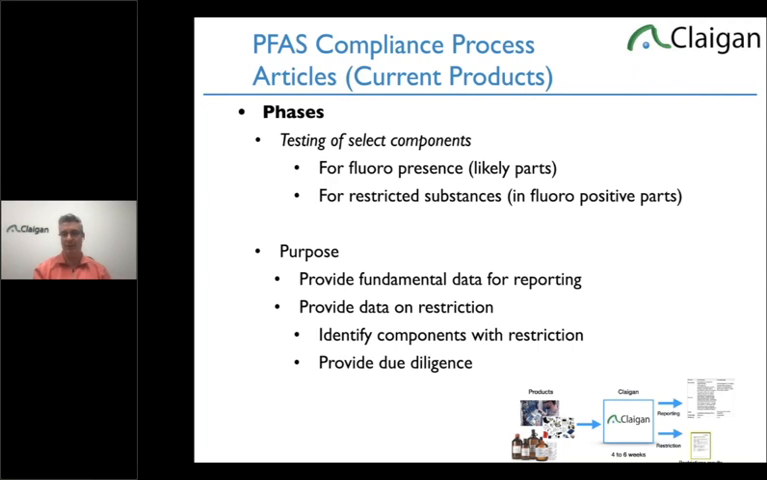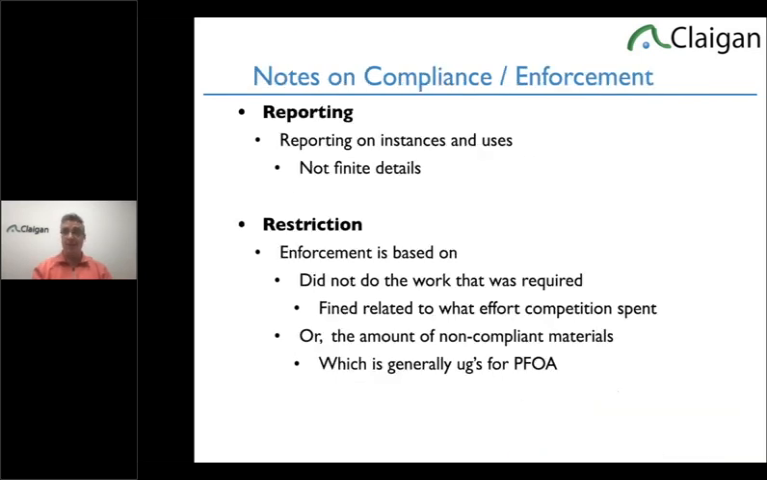Why is that important? A lot of you haven't been through any enforcements. I've been through a lot. Fundamentally, there are two sets of metrics. First, reporting is on instances and uses, not fine details. They're not looking for a PhD thesis. They're looking for what types of products, what products have it? What PFAS are they? What is it used for and how much is in there? That's all they care about. Restriction enforcement is based on two metrics. You have a non-compliance, so imagine they find PFOA in a part, a fabric, a gasket, a wire, or something.